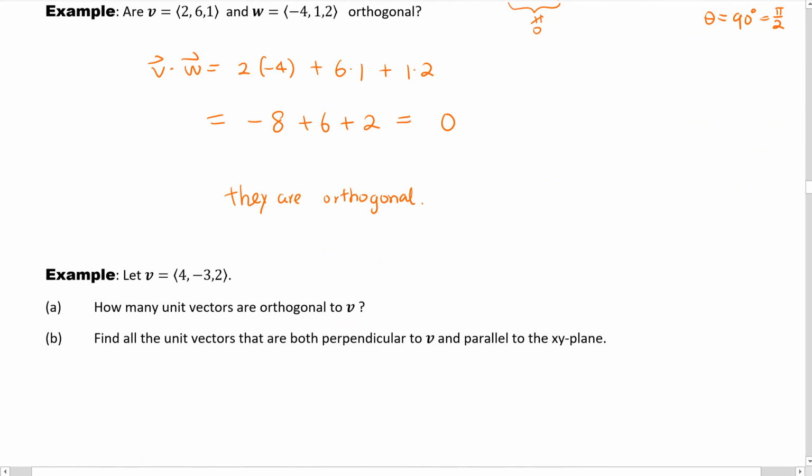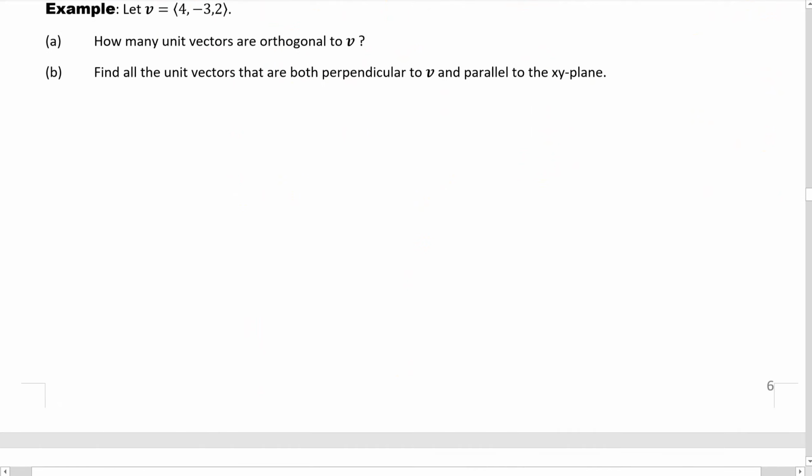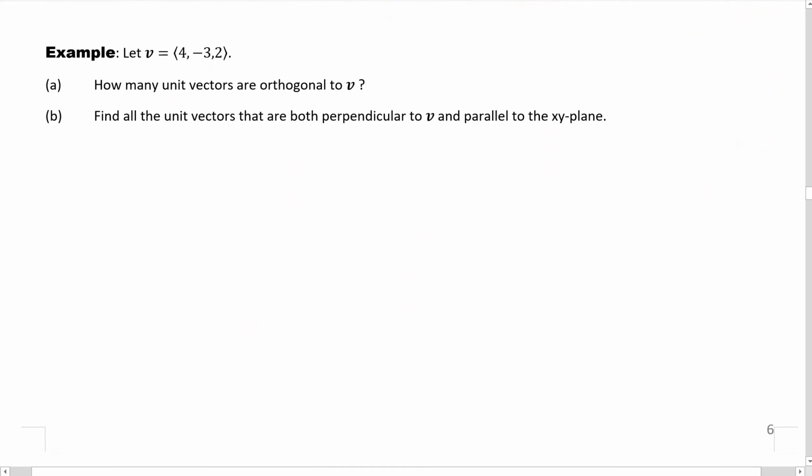Alright, let's look at more examples. Okay, so here, let's look at this example.